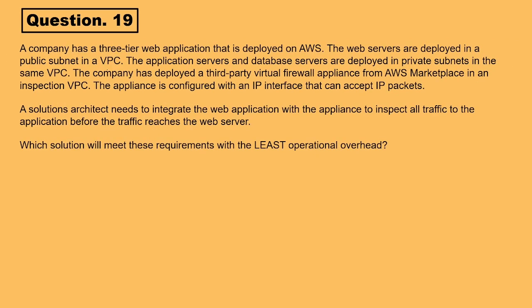Now question number 19. A company has a three-tier web application that is deployed on AWS. The web servers are deployed in a public subnet in a VPC. The application servers and database servers are deployed in a private subnet in the same VPC. The company has deployed third-party virtual firewall appliances from AWS Marketplace in an inspection VPC.